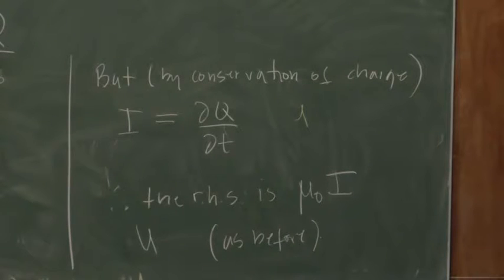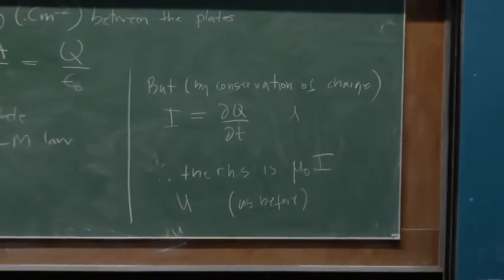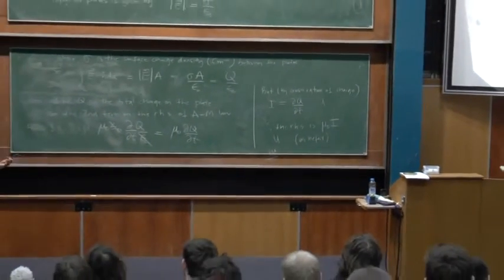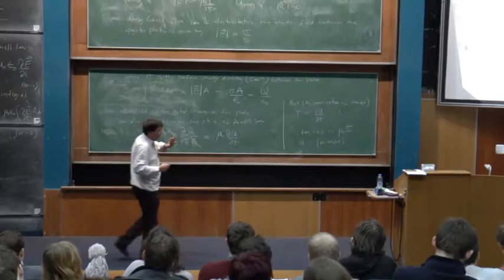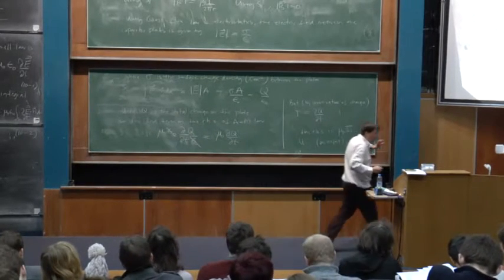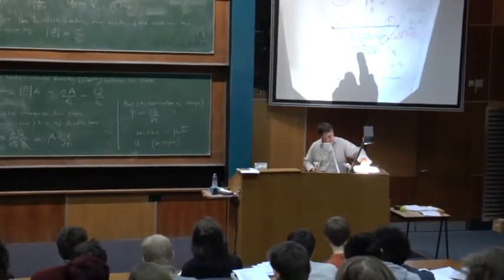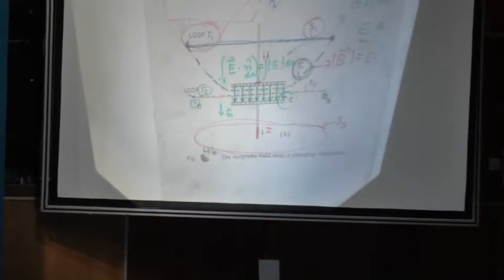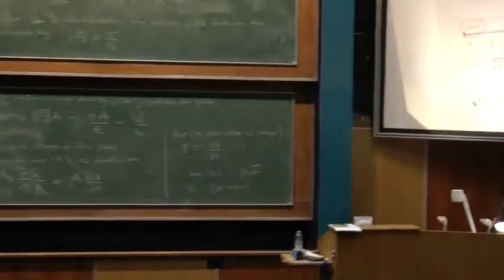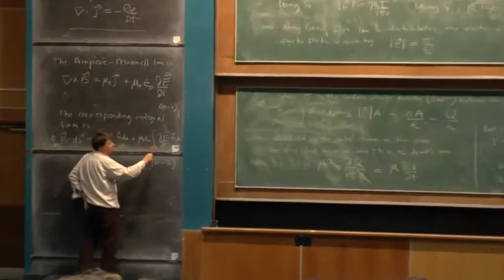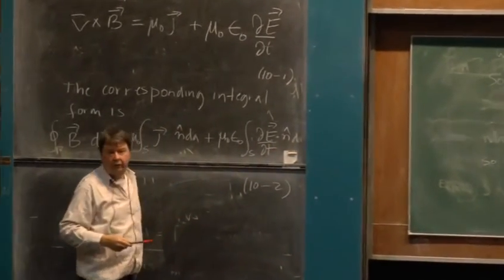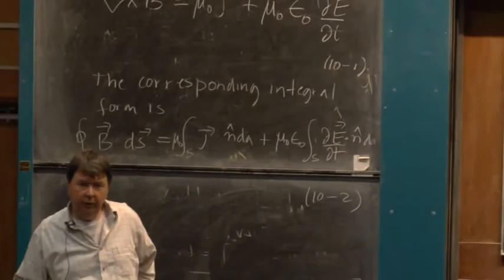So in the region between the capacitor plates, there's no real current flowing at all, but there is a dE by dt, because the electric field is increasing as a function of time as the charge piles up onto the capacitor plates. There's a dE by dt term here, which when we work it out and put it into the law, although it doesn't look like it's going to give us mu naught I, precisely gives us exactly the correct field between the plates.